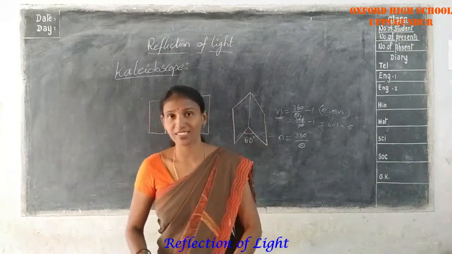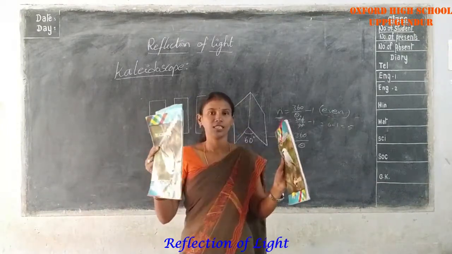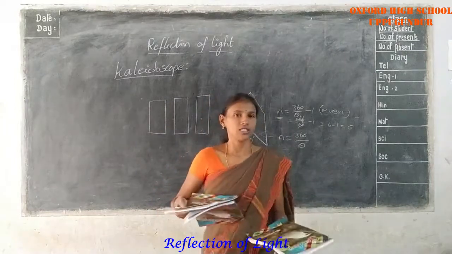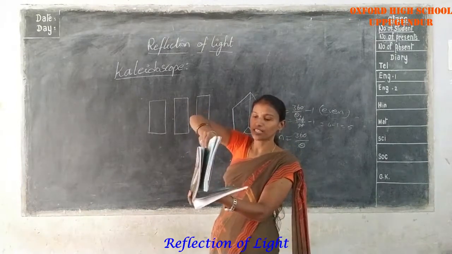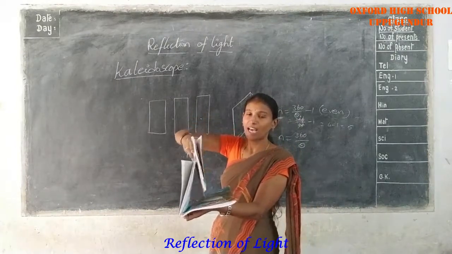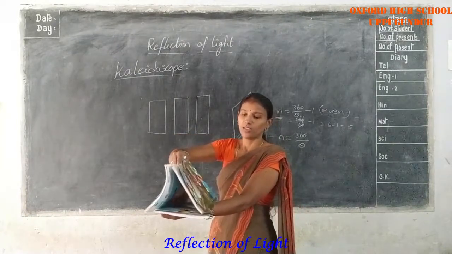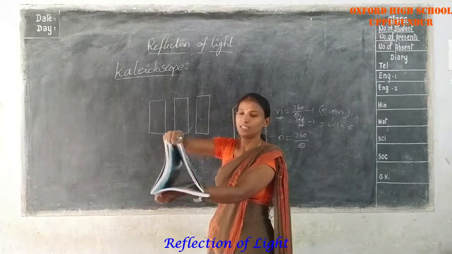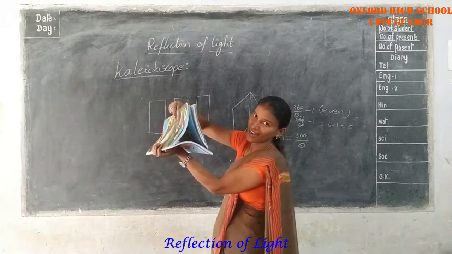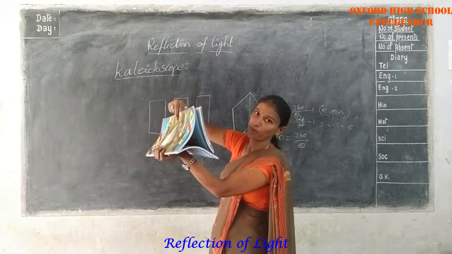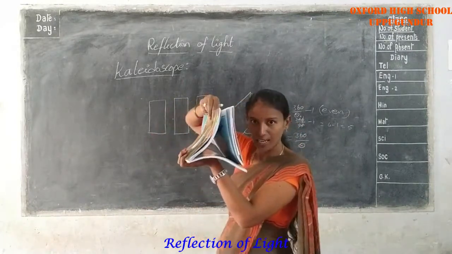Triangular shape means, for example, just imagine. These are the three mirrors. You take one mirror as the base, keep another mirror on one side, and the other side you close with the third mirror. So here a triangular shape is formed. Three mirrors are arranged in a triangular shape only. Understood? So here you take three mirror strips.